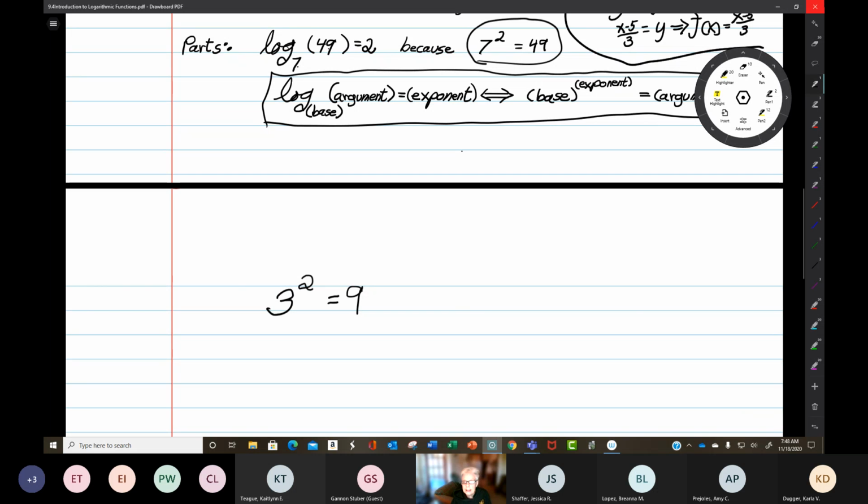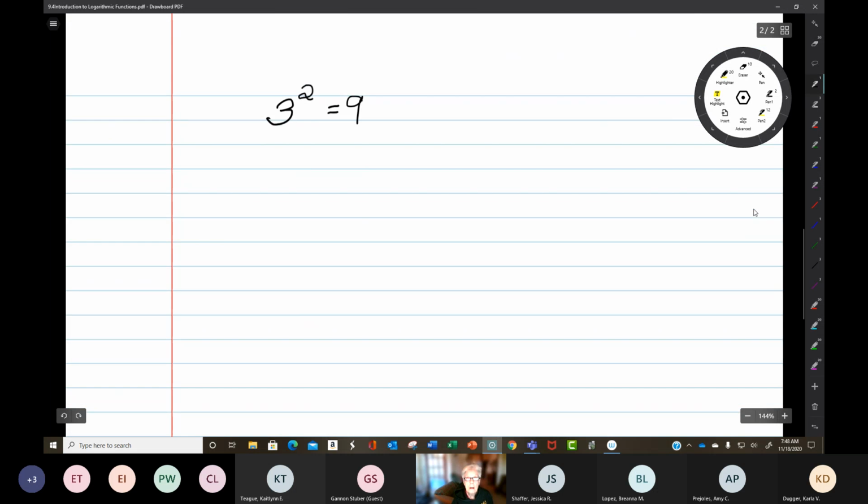But you can change this to a logarithm by remembering where the words go. Log, base goes down here. Exponent goes out here. I found it's easier to remember those two. Well, what's left over goes here, and what's left over is the argument. So the base is 3, the base is holding up the exponent.